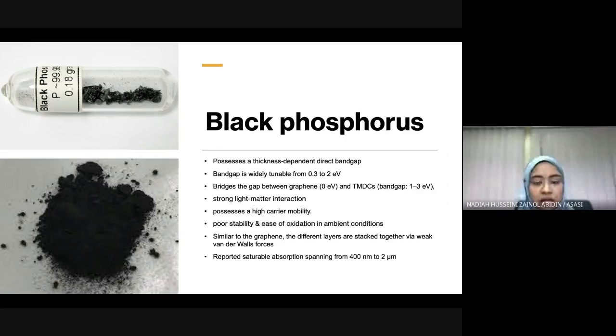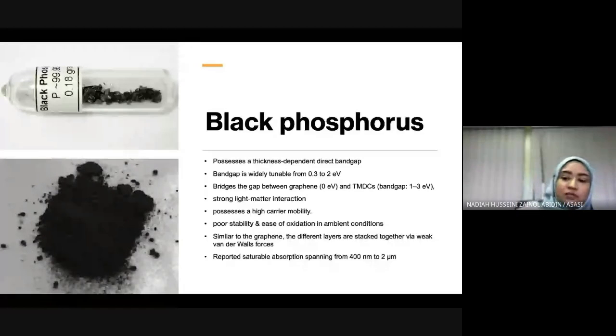It has strong light-matter interaction, important for SA, possesses high carrier mobility. However, it has poor stability and easily oxidizes. So maybe black phosphorus has to be combined with polymer to make composite, right? Similar to graphene, the different layers are stacked together via weak van der Waals forces, which means that liquid phase exfoliation, mechanical exfoliation is excellent to exfoliate black phosphorus. So the reported saturable absorption spans from 400 nm to 2 micrometer. That's great. It means that the band gap tuning was achieved.